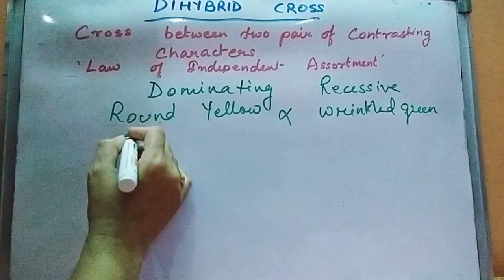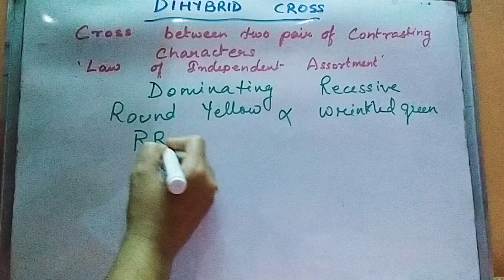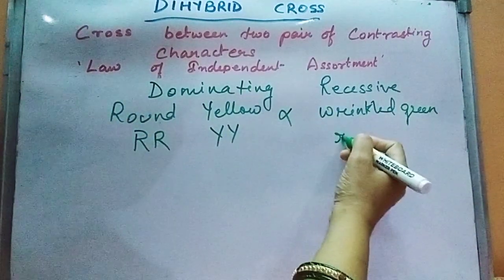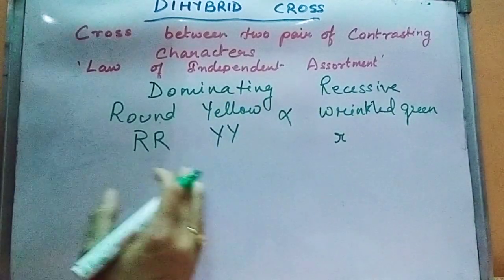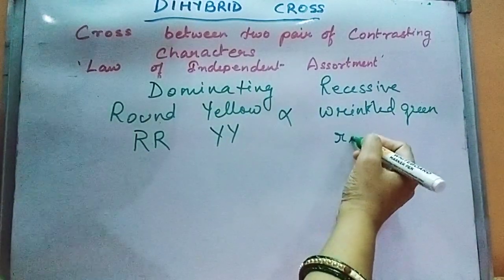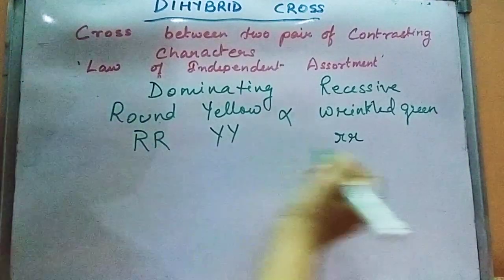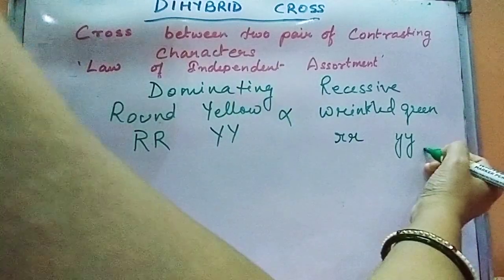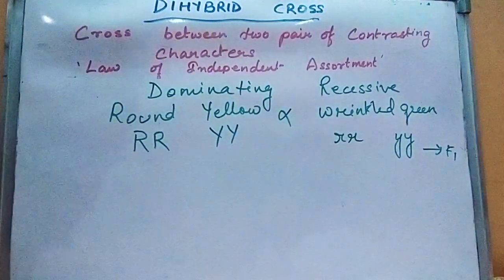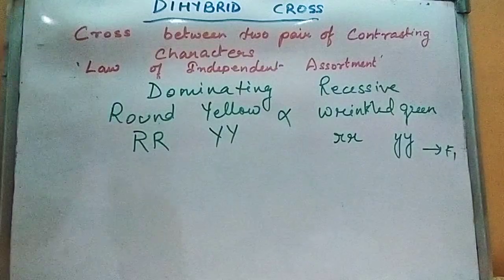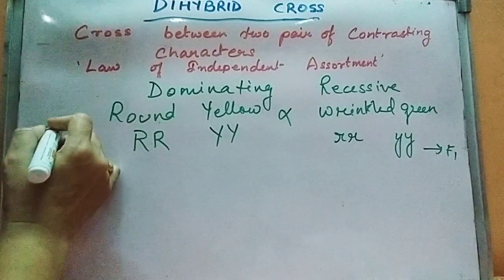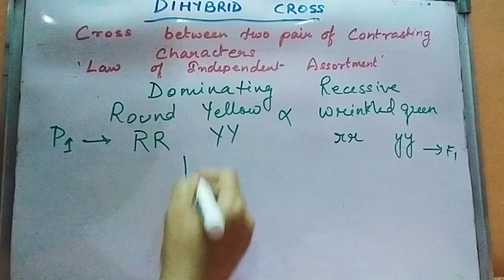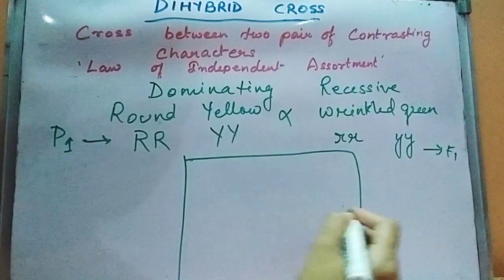So how would the gametes be written? For round, capital R, for yellow, capital Y. For wrinkled, small r, remember don't write W, otherwise the cross would not be a contrasting one. And for green, small y. So it was crossed to give the F1 generation. So what will be the resulting offspring? This was the gamete, or you can say the parental gametes in the first cross. So in the Punnett square, let's see what will be produced.